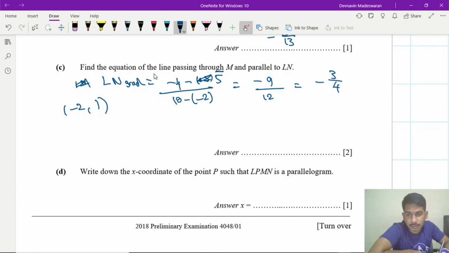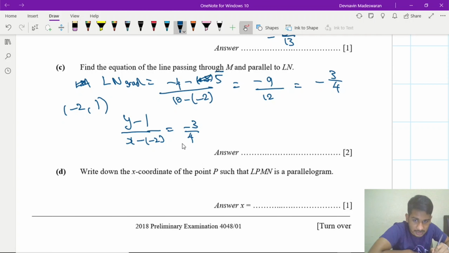So we want to find the equation. How does it look? The gradient equation looks like (y minus 1) over (x minus 2) is going to be equal to negative 3 over 4. This is the equation of the line, using the gradient of the line. So if we rearrange this, we can get something like this.